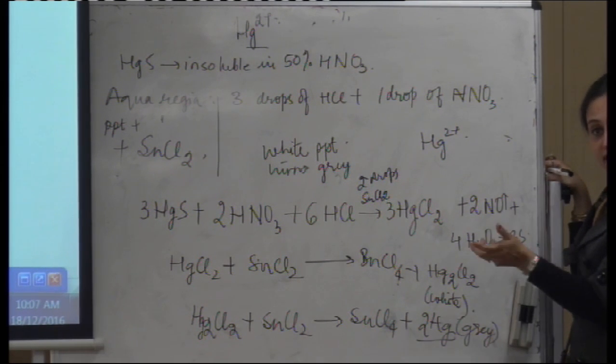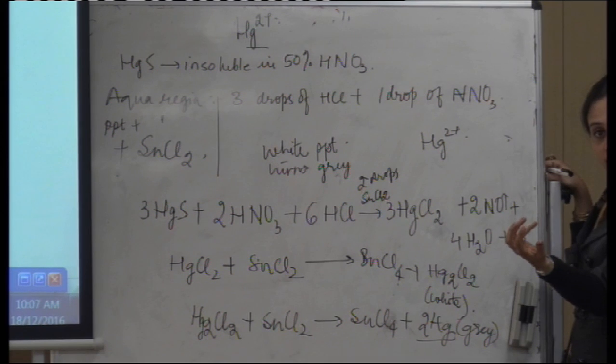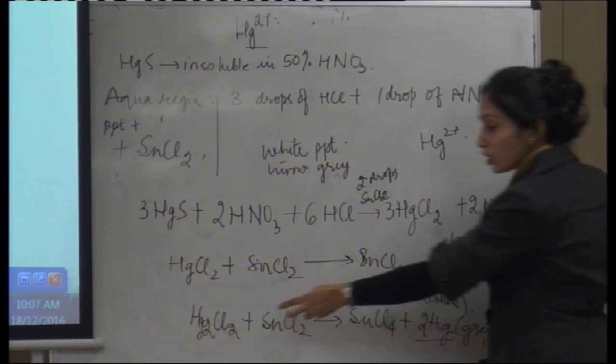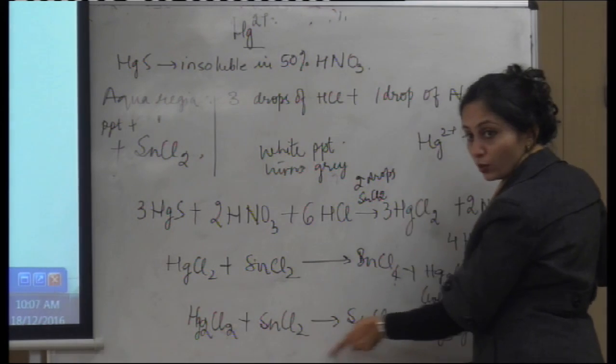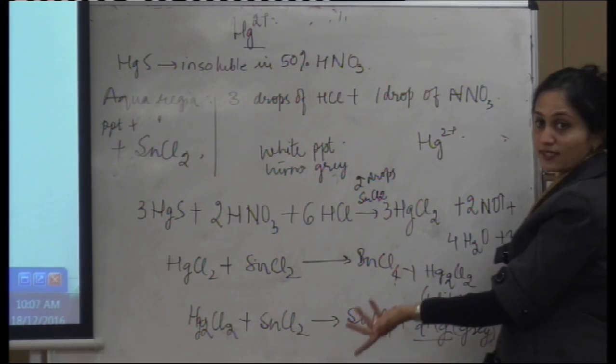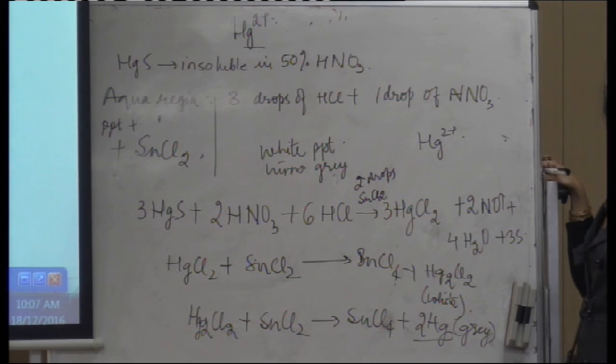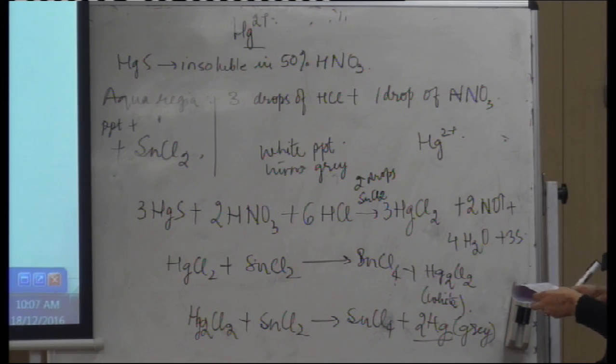And on standing, what happens? Mercury gets extracted from it. So on standing, Hg2Cl2 reacts with SnCl2 to form Hg plus SnCl4 again. So this is one way of extracting your mercury also. Supposedly if you have to do research some years from now, you can always think of extracting it from here. Now coming back to mercury, let me just check if there is any other test that I'm missing.